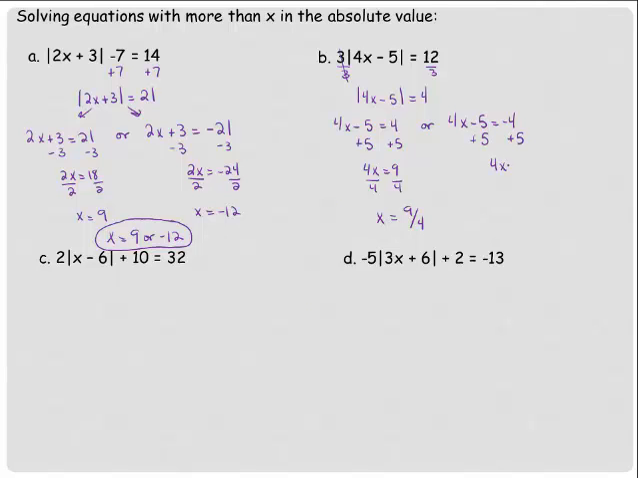Add 5. 4x is equal to 1. Divide by 4. x is equal to 1/4. And if you want, you can write the word or in between and circle both solutions. That would work as well.